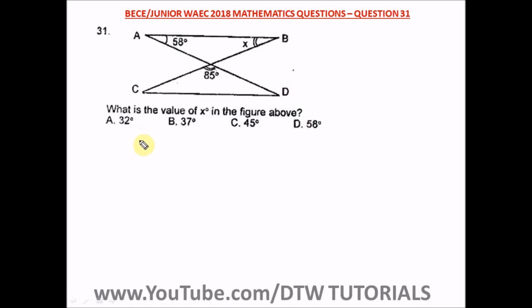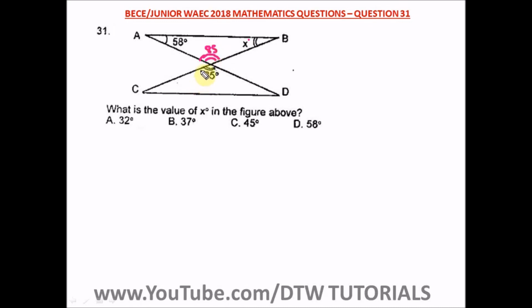Question 31 of the BECE Junior WAEC 2018 Mathematics Past Question. That's your OBJ question 31. It says, what is the value of x in the figure above? Okay, so what to look for is this value of x. Okay, from here we have 85. All right, and we know when we have 85 here, it means that this same angle, you have opposite angles. Okay, or you have opposite what? Angles.